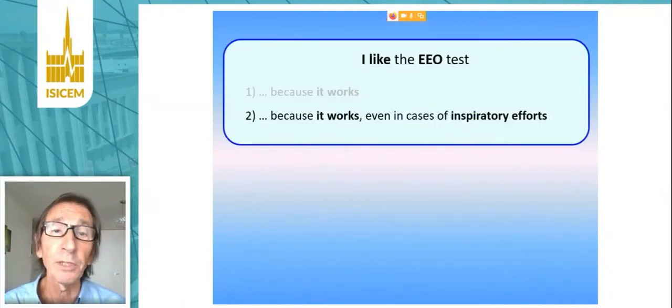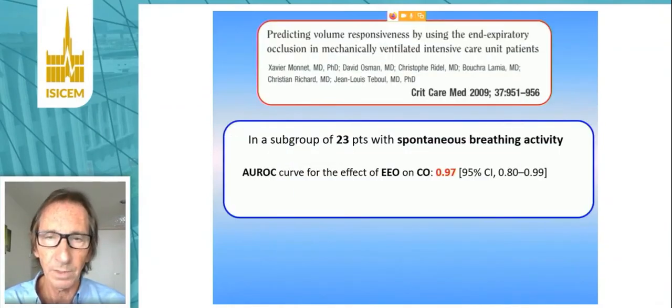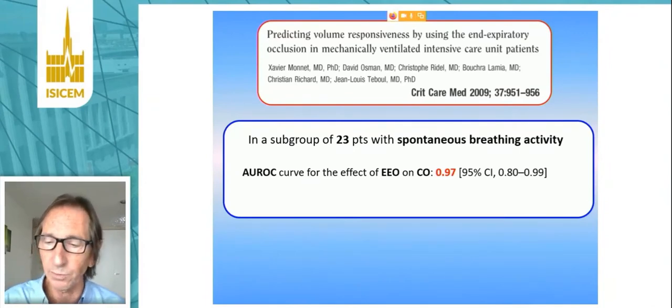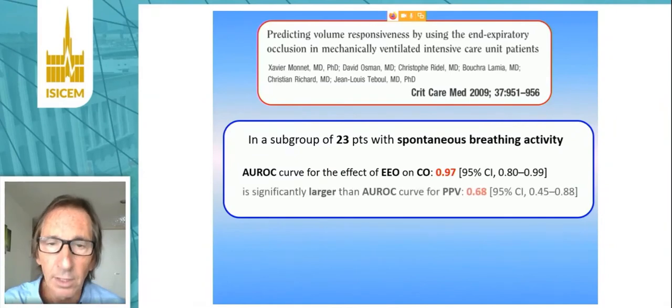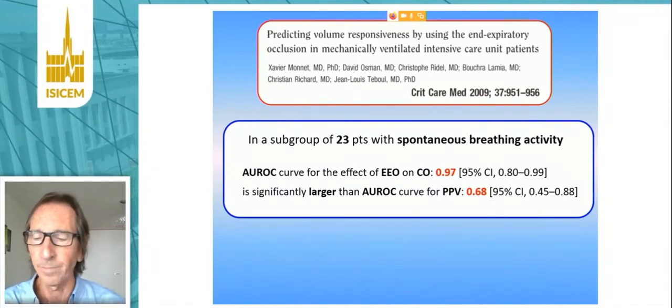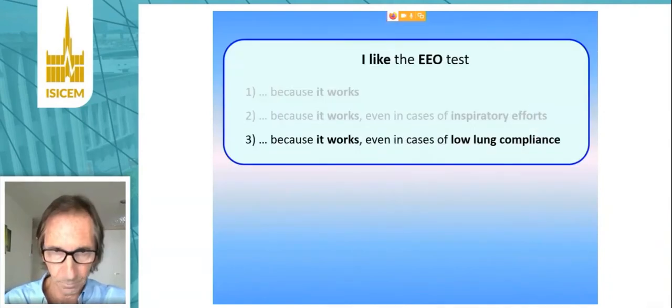So it works. And also it works even in cases of inspiratory efforts during mechanical ventilation. In the study I already talked about, we had a subgroup of 23 patients with mechanical ventilation and spontaneous breathing activity. As you can observe, the area under the ROC curve for the expiratory occlusion test was excellent, 0.97, far larger than the area under the ROC curve for PPV, which was only 0.68. So it works also in patients with mechanical ventilation and spontaneous breathing activity.